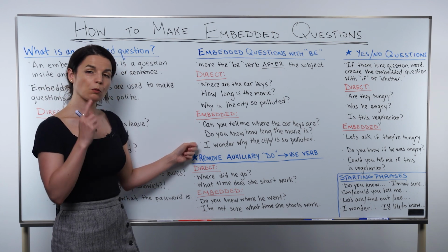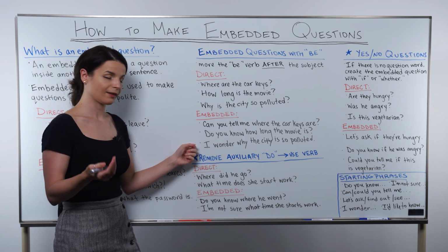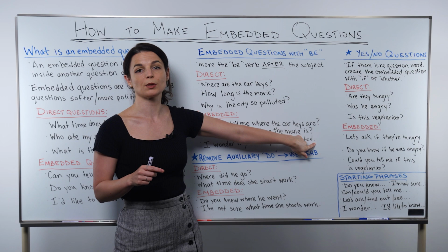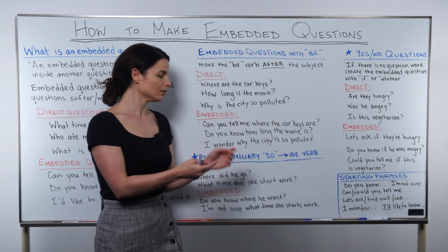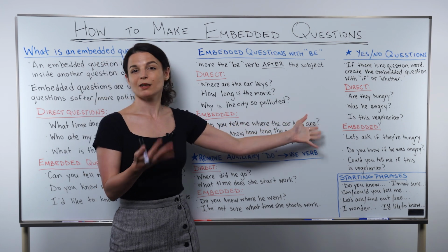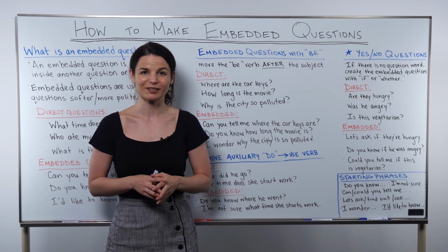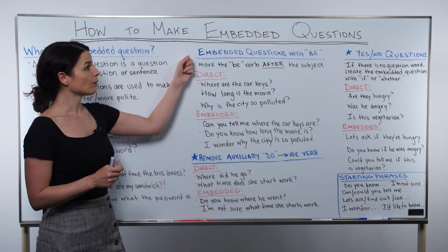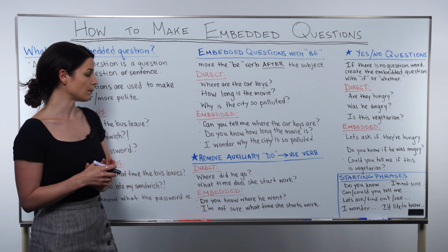But this one, I wonder. It's like we're thinking about something. I wonder why. This is not a question, so we use a period at the end of this. So keep this in mind. Sometimes it's a question, and we should use a question mark. Sometimes it's not, so just use a period, or maybe an exclamation point. Okay, great. So this is our first point about embedded questions that use be.